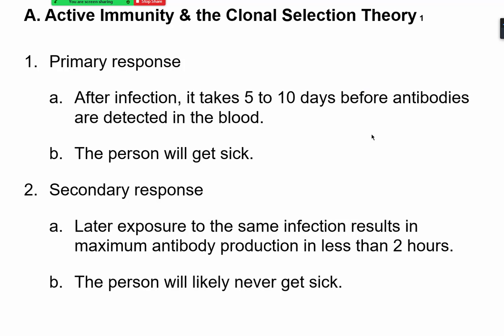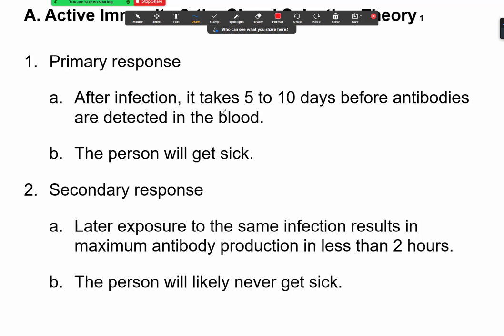So the first response that our body generates is called a primary response. This is whenever you get infected by any kind of virus or bacteria or any kind of pathogen from our environment. It takes about 5 to maybe 10 days before you even begin having detectable antibodies inside our blood. So that means it's a little bit over a week to a little bit under 2 weeks that your body begins to really fight off that bad thing.